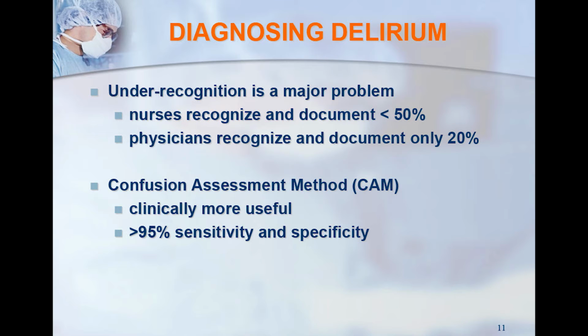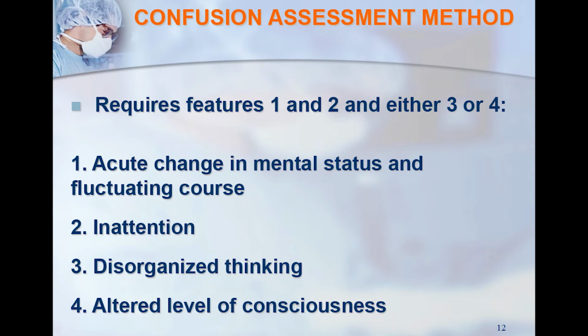On the other hand, regarding diagnostic criteria, the gold standard is the Confusion Assessment Method. That's clinically very useful, with more than 95% sensitivity and specificity. So let's dive into the Confusion Assessment Method. Like the Jones criteria and other criteria, it's 2 major and 1 minor. So what are the 2 major? Numbers 1 and 2 are the 2 major criteria, and you must have both to diagnose delirium.